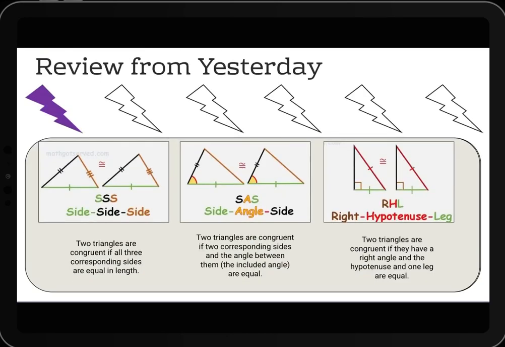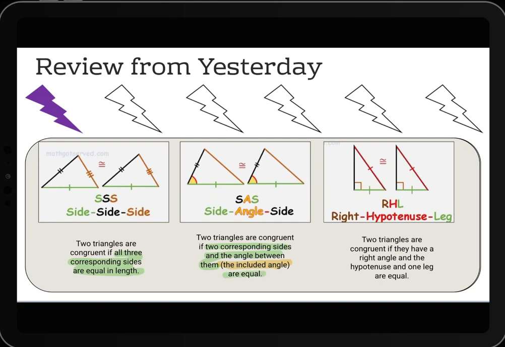So let's start from what we did in the last video. We talked about side, side, side, side angle, side, and the right hypotenuse leg congruence postulates or theorems, right? Just as a reminder for side, side, side, remember we want to reference the fact that you need all three corresponding sides to be equal in length, whereas with the side angle side you have to have two corresponding sides and the angle in between. And just keep in mind, additionally, the angle has to be included.